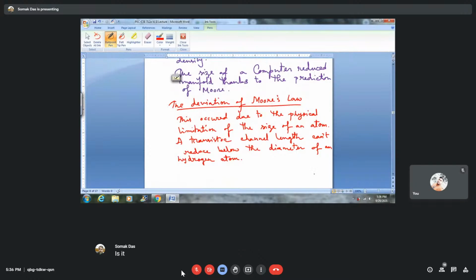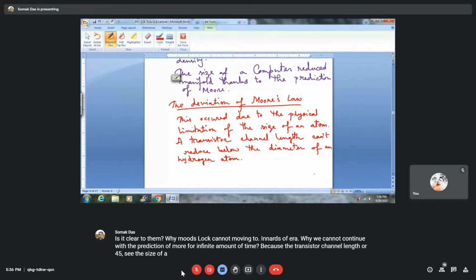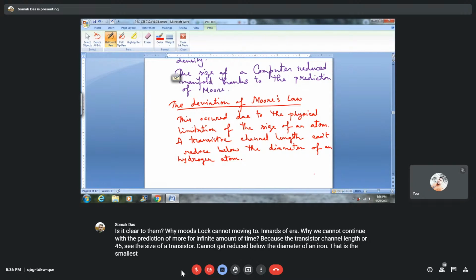Is it clear, students? Why can Moore's law not continue forever? Why can we not continue with the prediction of Moore's law for an infinite amount of time? Because the transistor channel length, or more precisely the size of a transistor, cannot get reduced below the diameter of a hydrogen atom. That is the smallest elementary size which can physically exist.